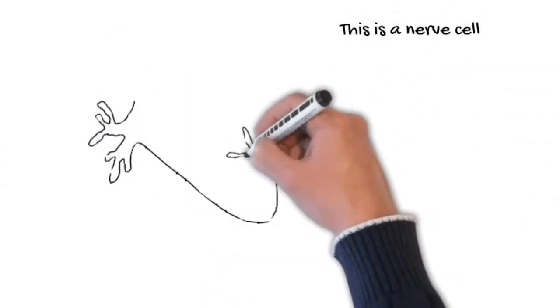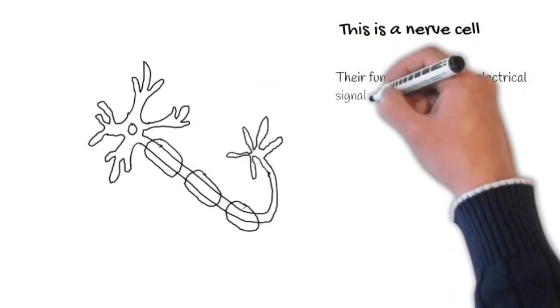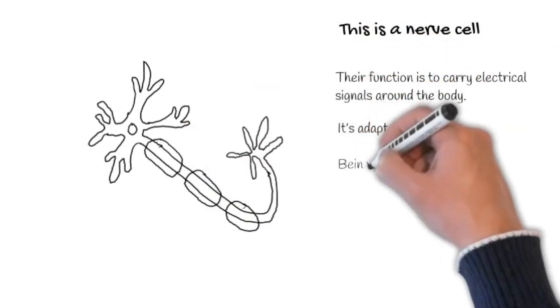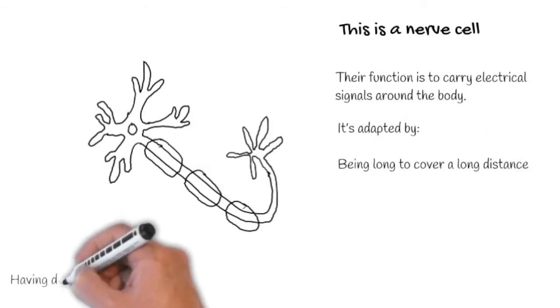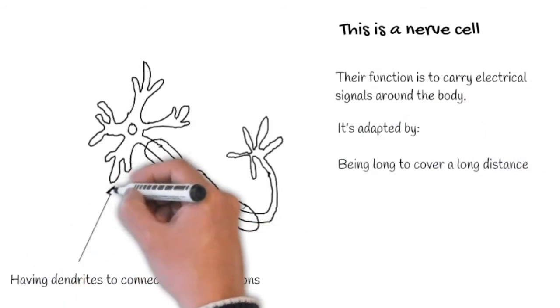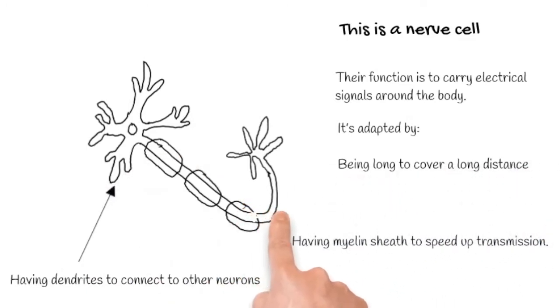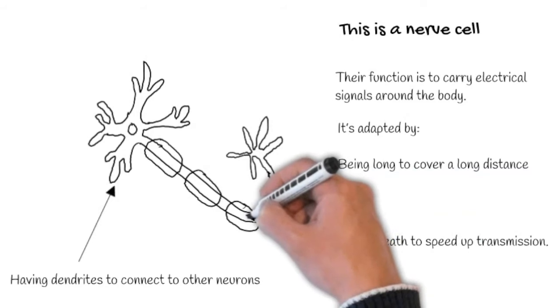Here is a nerve cell. Its function is to carry electrical signals around the body to allow us to respond to our environment. It's adapted by being long to cover a long distance. It has dendrites to connect to other neurons. And it has myelin sheath to speed up transmission.